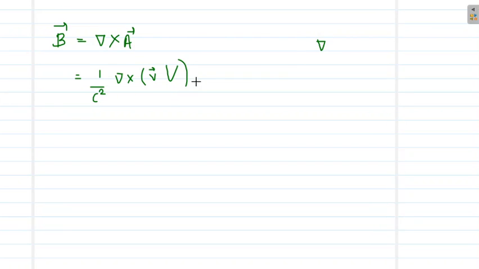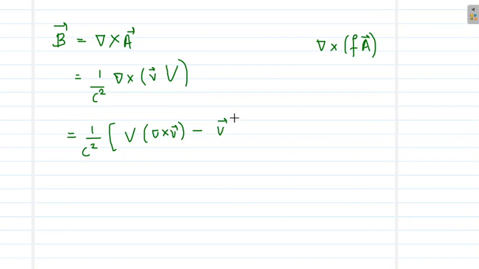Now we know this del cross, the curl, we need to apply some product rule here. This is of the form del cross a scalar function into a vector. So its expansion is given by 1 by C square into V into del cross V bar minus V bar cross del V. Now we need to substitute for each of these terms. We have to find del cross V bar, we have to find del V.